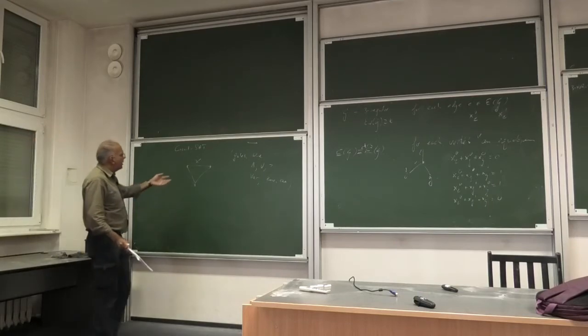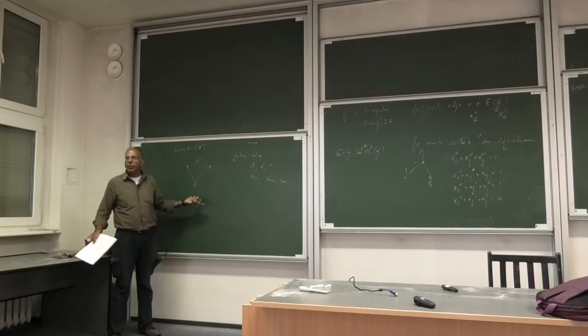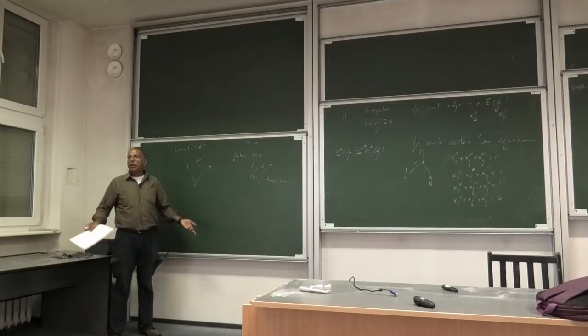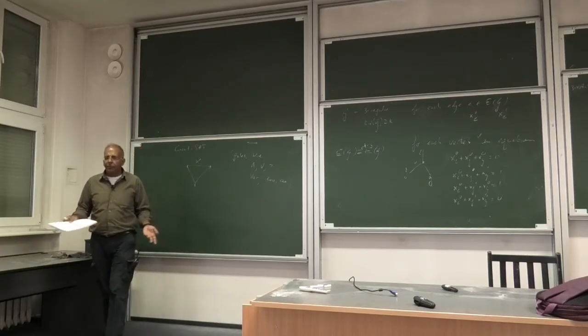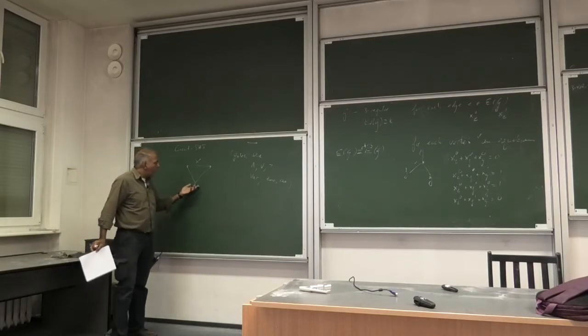And the problem is, is there an assignment of Boolean values to the variables which makes the circuit output true, right? So this is clearly an NP-complete problem. It's at least as hard as ordinary Boolean satisfiability.